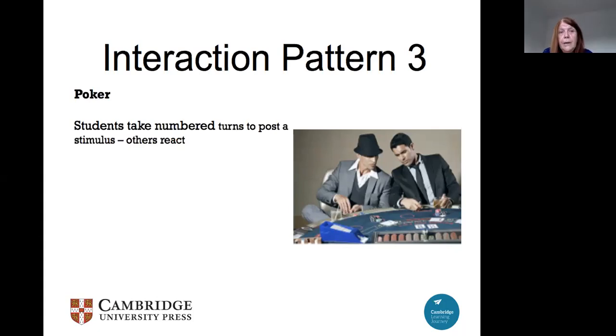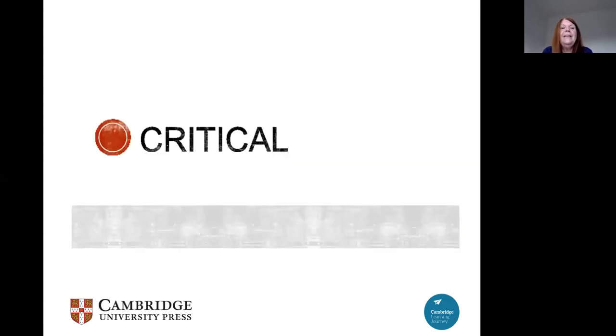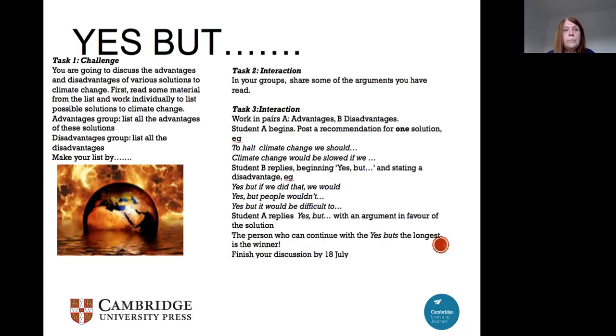The students take numbered turns to post a stimulus and the others react. I'll see your, whatever, I don't know poker terminology, I'll raise you. Okay, so those were, almost, super murder mystery, two fanciful activities. If we look now at critical activities, which are the stuff of discussions and debates, the kind of thing course books use quite a lot.